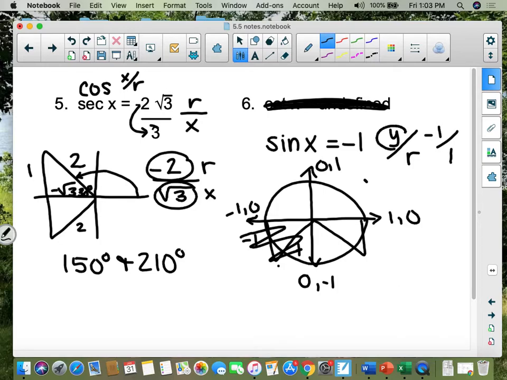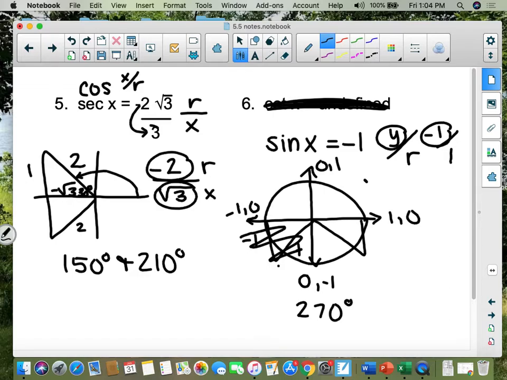Your y is a -1. Which one is it that your y value is a -1 at? Isn't it down here? Your y value is a -1. Your radius of this circle is always 1, isn't it? The radius of the unit circle is always 1. So the only answer to this problem is 270 degrees. Sine of x equals a -1 at 270 degrees.